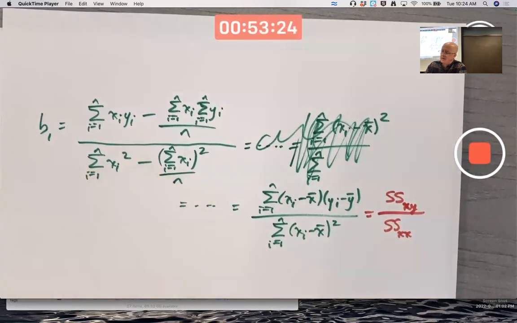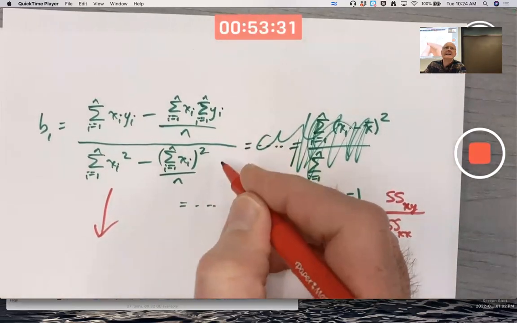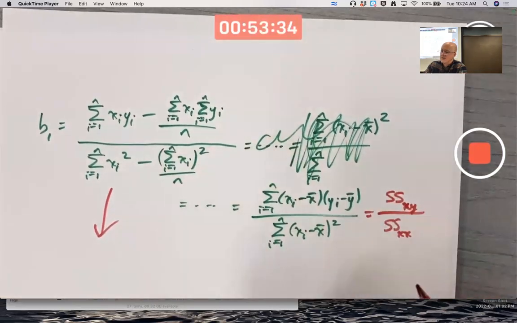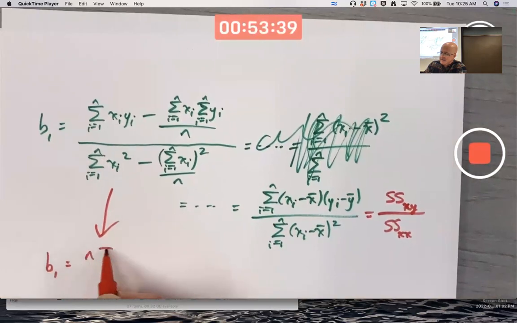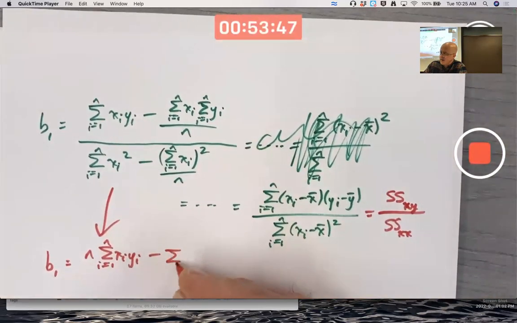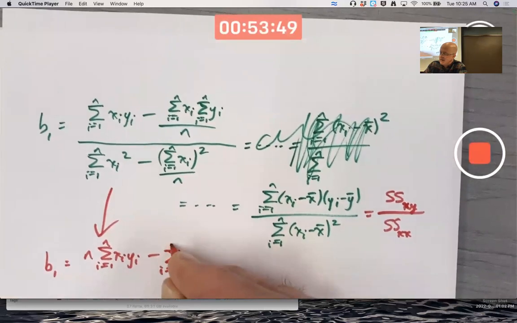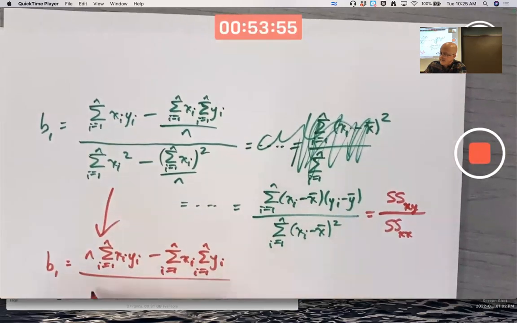This is not the final form of the formula in the book. In the book, they multiply the top and the bottom of this by n to get rid of the fractions within fractions. And they write B1 as n times the summation of the products of the x's and the y's minus this thing without the n, product of the summation of the x's with the summation of the y's. And at the bottom, something similar happens. And they write it like this.